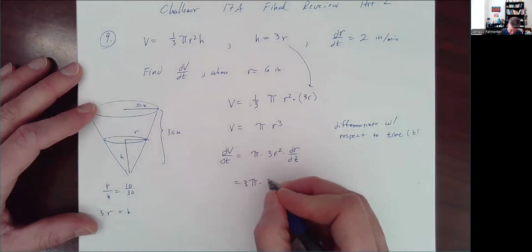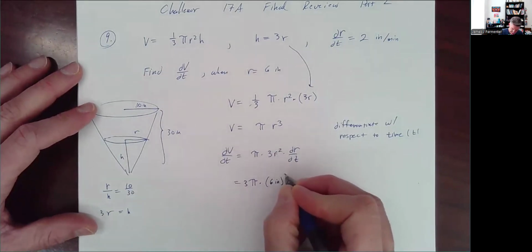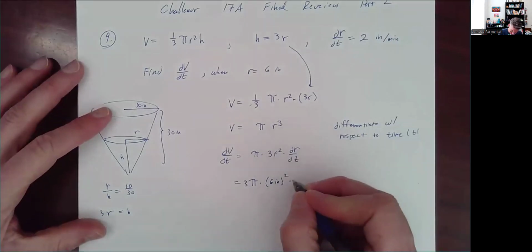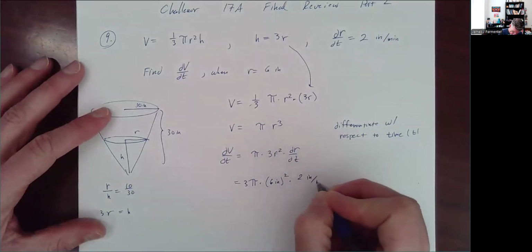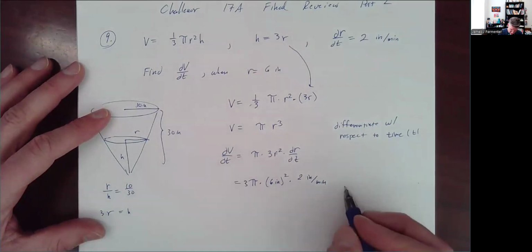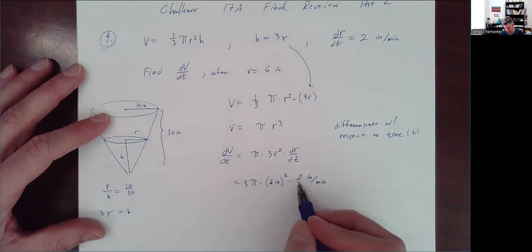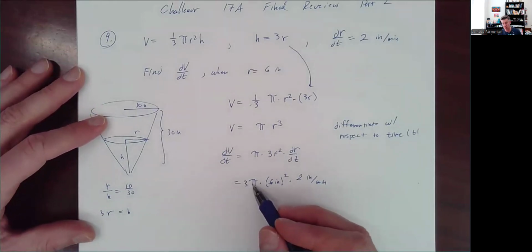So we know that r is 6 inches, so 6 inches squared. Again, you don't really need to write the units. I'm just writing them to show that you do get the correct units. And dr/dt is 2 inches per minute. So multiplying this out, you get 6 squared, which is 36, times 2, which is 72, times 3, which is 216.